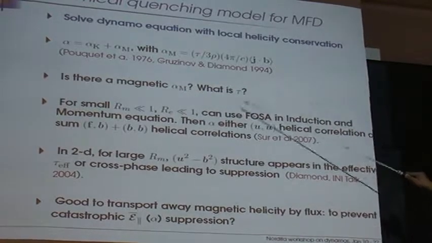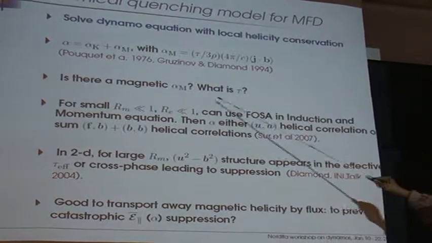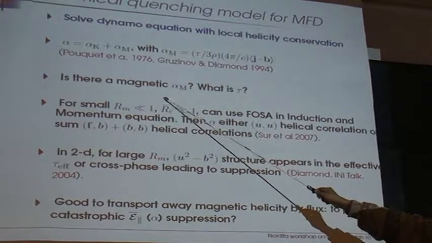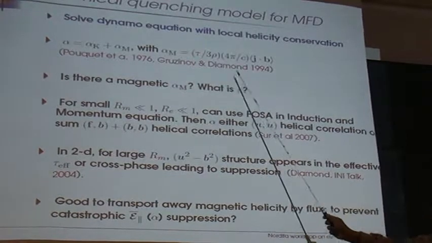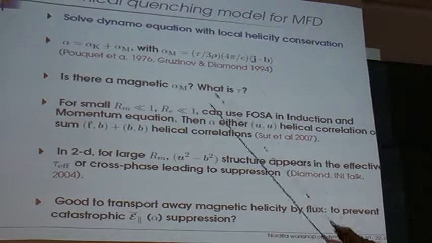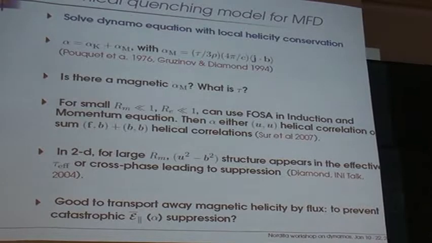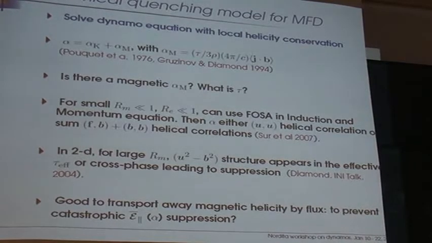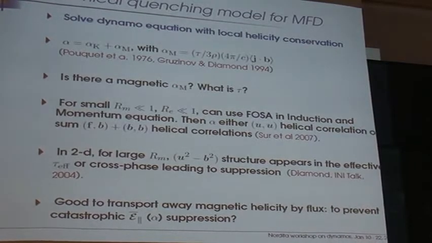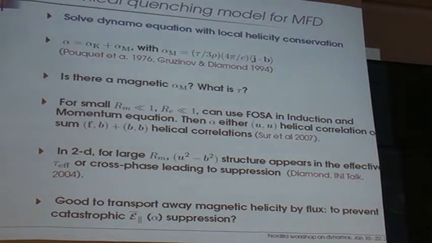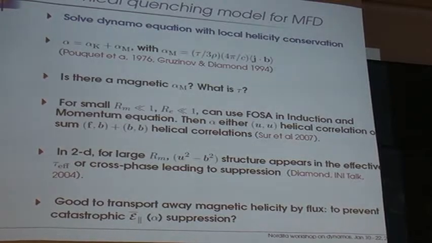So we have already raised these two questions. Is there such a magnetic alpha? And what is tau? When I actually gave such a talk in 2004 at the Newton Institute, the same question came up. Is J and B the actual field or not?